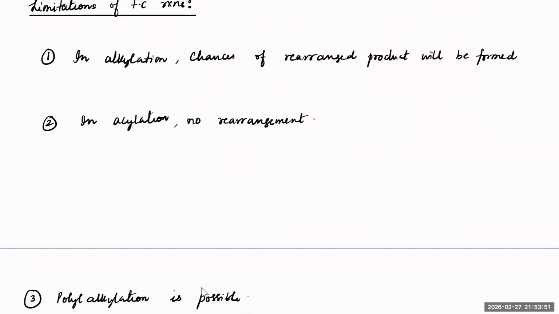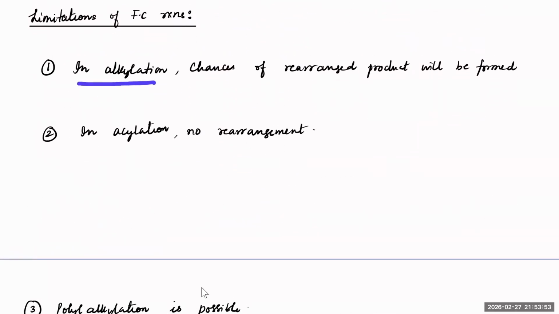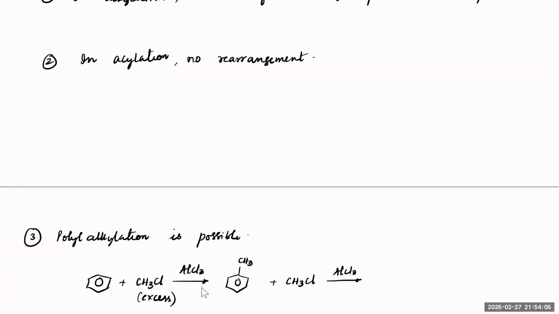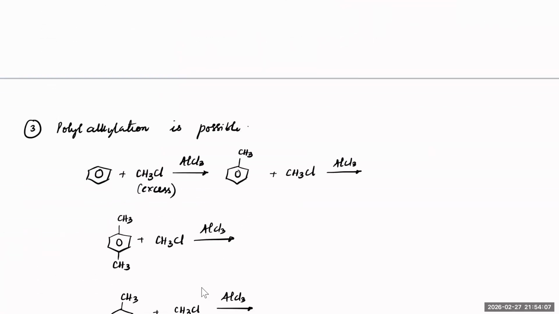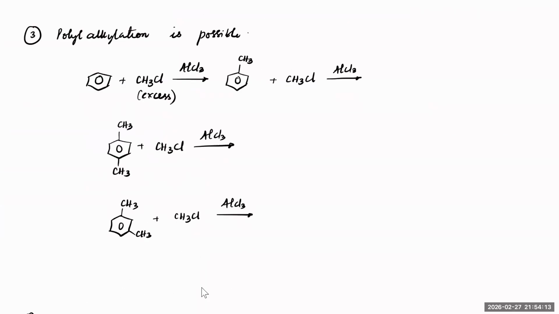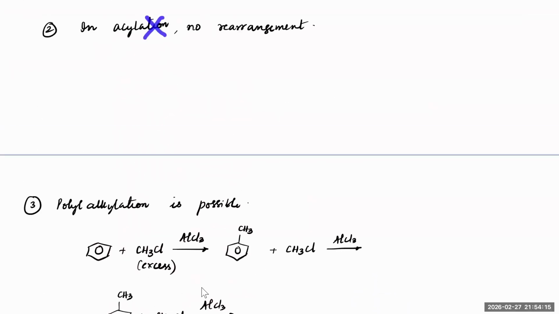Now notice, in an alkylation, chances of rearrangement product will be formed. In acylation, there is no rearrangement. In both cases, it is a drawback with each other. For example, you're expecting that there should be some rearrangement, but acylation does not give that rearrangement possible.